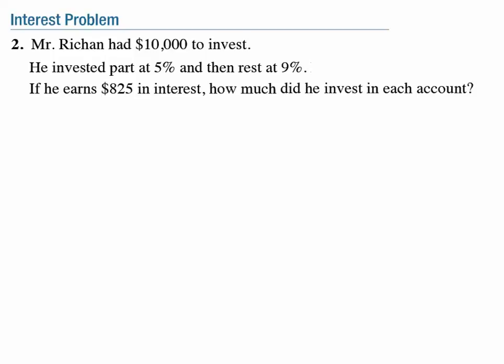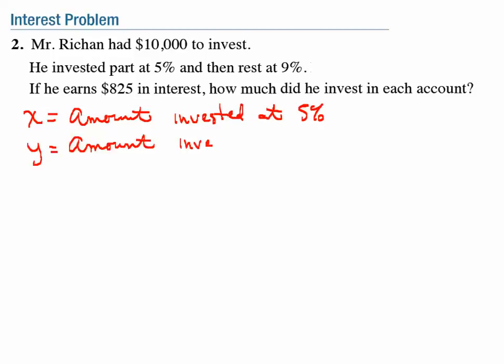The little "each account" sort of tells me x would have to be equal to, maybe, the amount invested at 5%, because those are the two accounts. The rest was invested at 9%, so how about y would be the amount invested at the 9%.